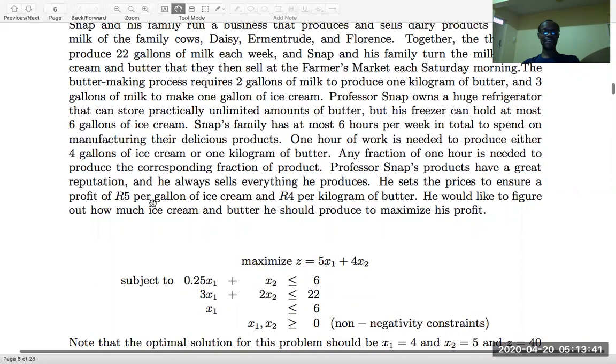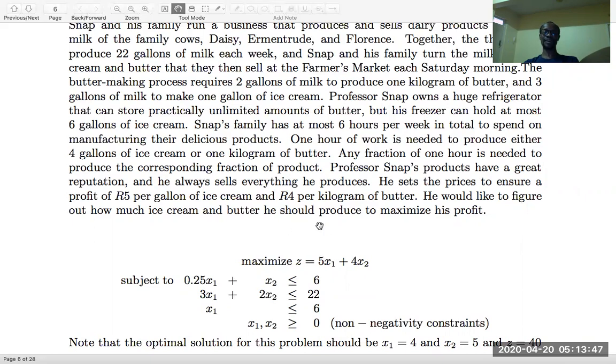From here already, you see that he makes 5 rand per gallon of ice cream. So you make your decision variables x1 for ice cream and x2 for butter. So if x1 is ice cream and x2 is butter, then you need to maximize 5x1 plus 4x2.